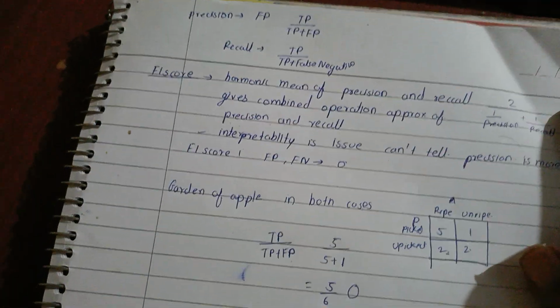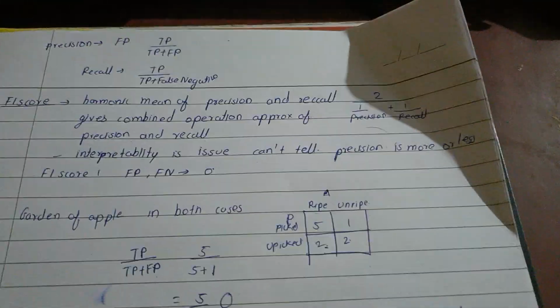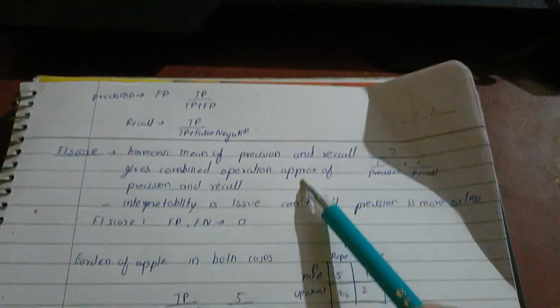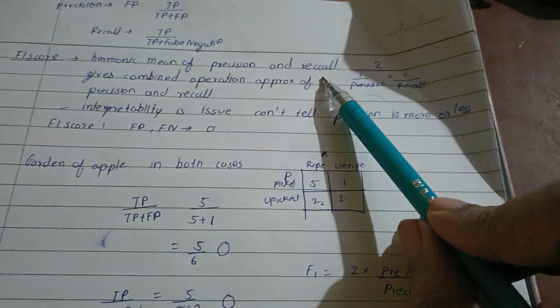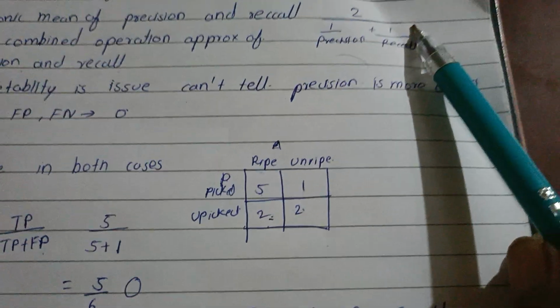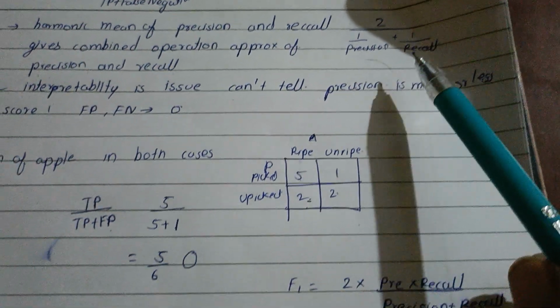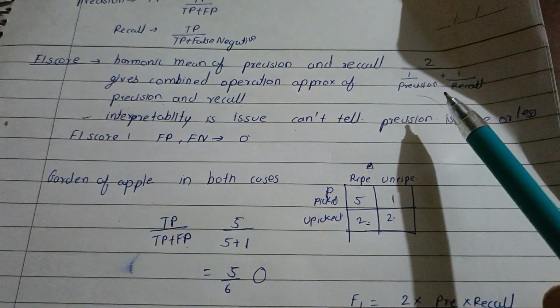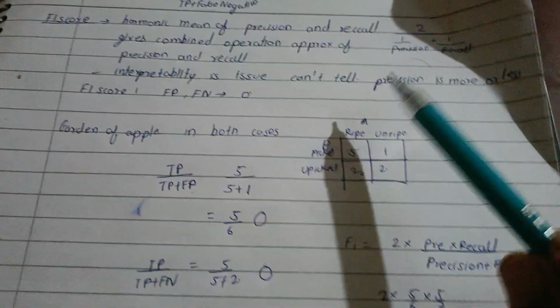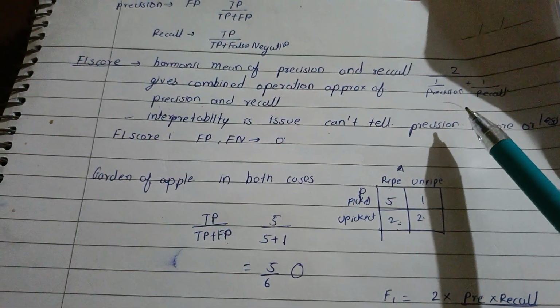The combined one is called the F1 score. F1 score is the harmonic mean of both precision and recall. It is given by 2 divided by (1/precision plus 1/recall). So that is my F1 score, wherein we are trying to reduce all the wrongly predicted values.